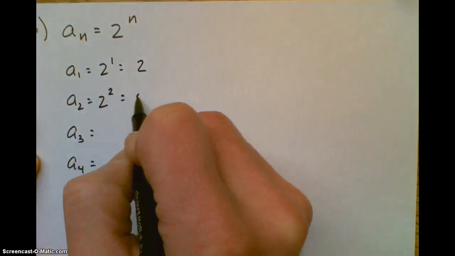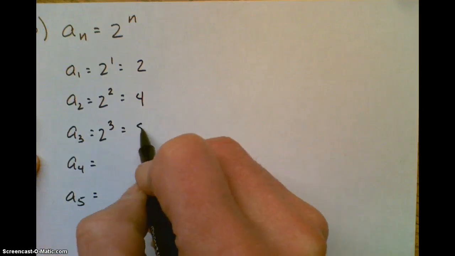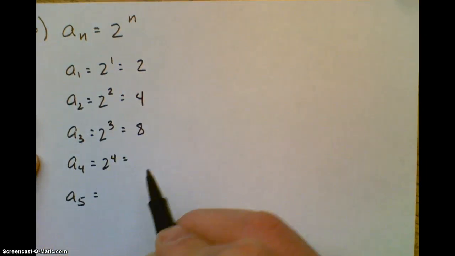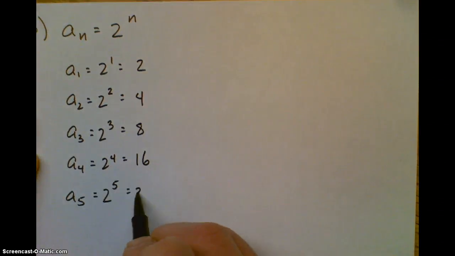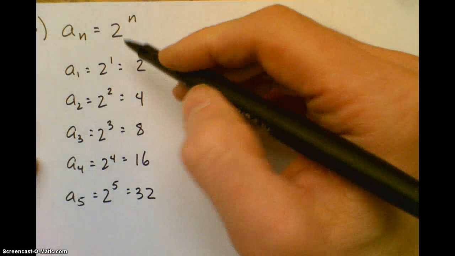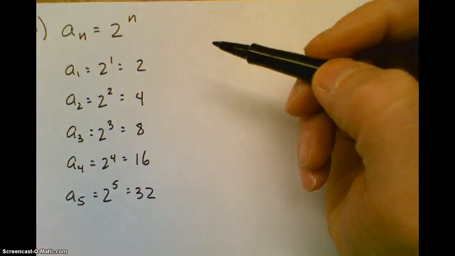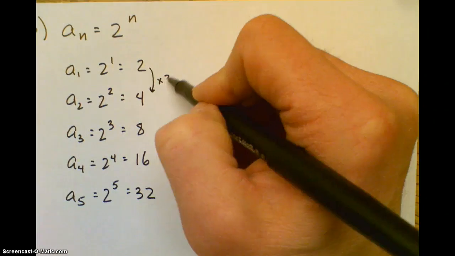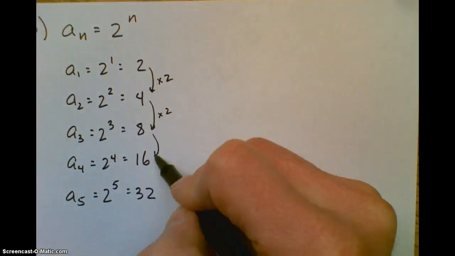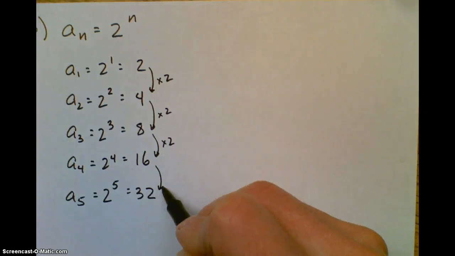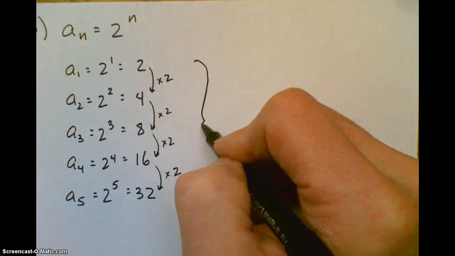2 to the second is 4. 2 to the third, 2 times 2 times 2 is 8. 2 to the fourth, 16. And 2 to the fifth, which is 32. So if you notice, in this sequence, to go from one term to the next, what are we gonna do? Well, we're multiplying by 2. So 2 times 2 is 4, 4 times 2 is 8, 8 times 2 is 16, 16 times 2 is 32. This is another type of special sequence.